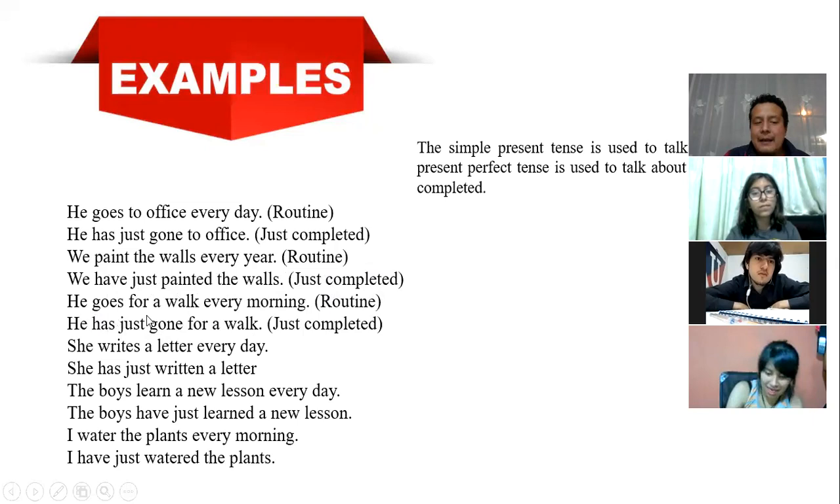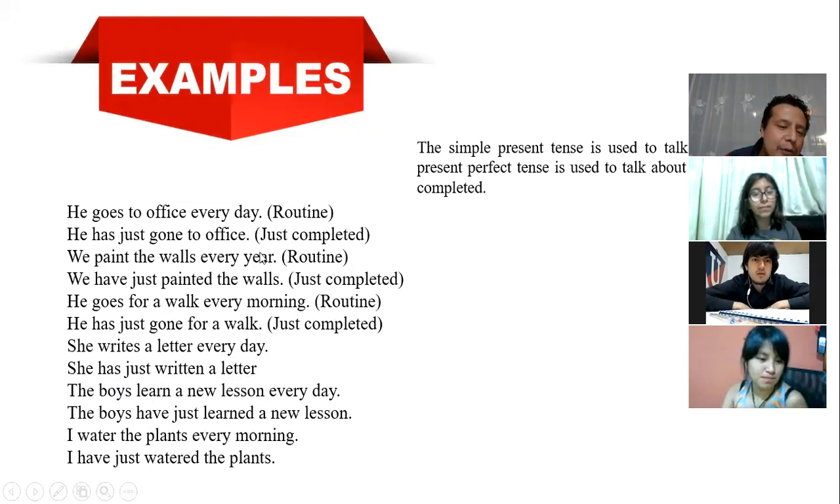Now we have another example in the same way, the routines. He goes for a walk every morning. It's a routine. He has just gone for a walk. It's something that already finished. She writes a letter every day. It's also a routine. She has just written a letter. Finished this time. And this is the idea, right?